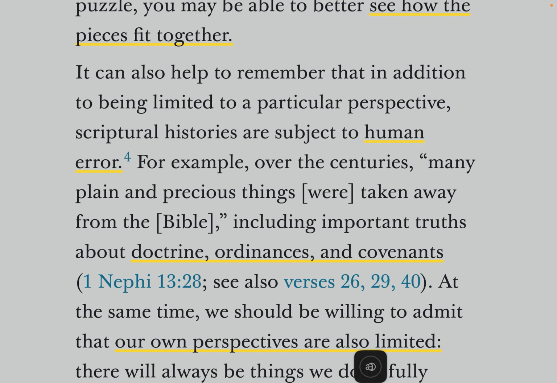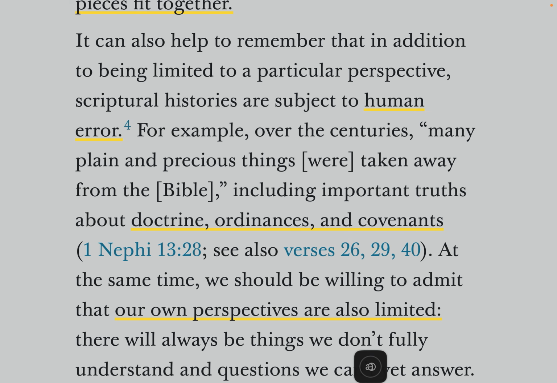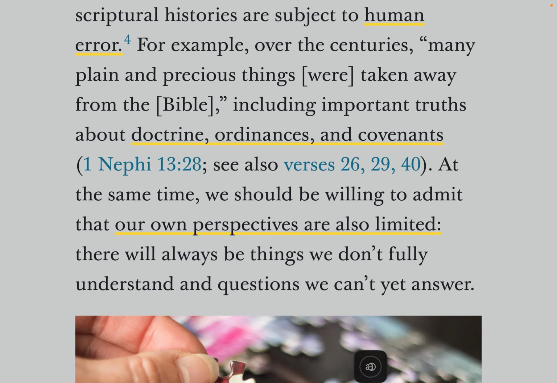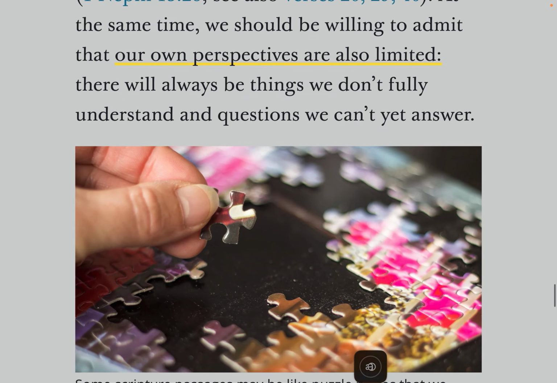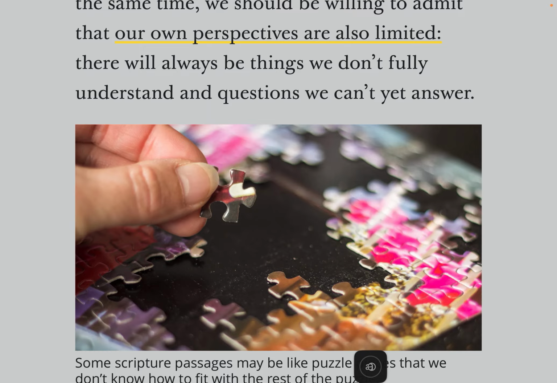It can also help to remember that in addition to being limited to a particular perspective, scriptural histories are subject to human error. For example, over the centuries, many plain and precious things were taken away from the Bible, including important truths about doctrines, ordinances, and covenants. At the same time, we should be willing to admit that our own perspectives are limited. There will always be things we don't fully understand and questions we can't answer.